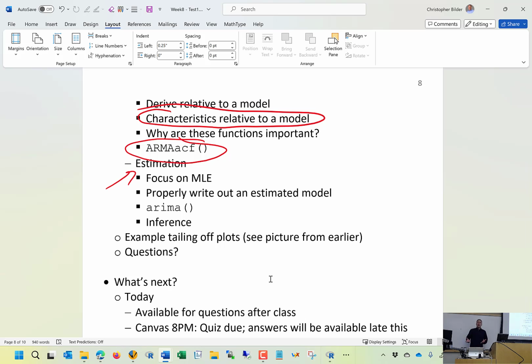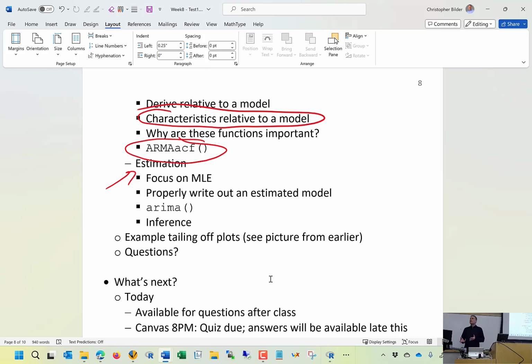Then lastly, we talked about estimating these models. Again, we're just focusing on maximum likelihood estimation. We use the arima function to estimate the model. Make sure you understand the arguments that we've at least talked about so far in our class that are available to us in the arima function.